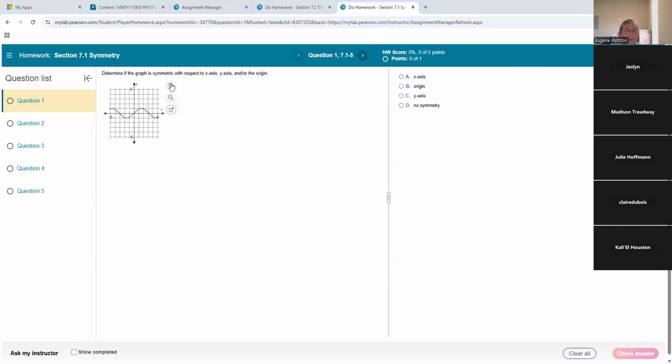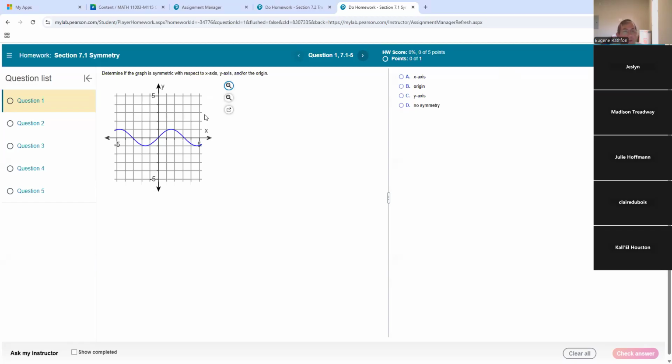All right, y'all, so I'm going to make this graph bigger. So y'all, what do y'all think this first one I got drawn? Is it symmetric to the x-axis, origin, y-axis, or no symmetry? Oh, and Claire, you hit that pretty quick, and Jason, good job.